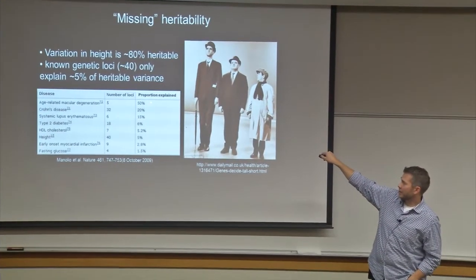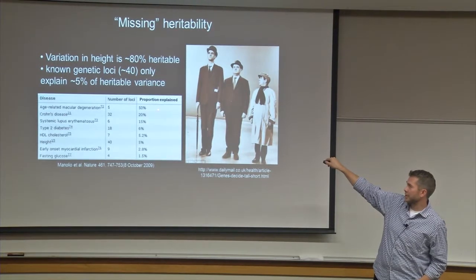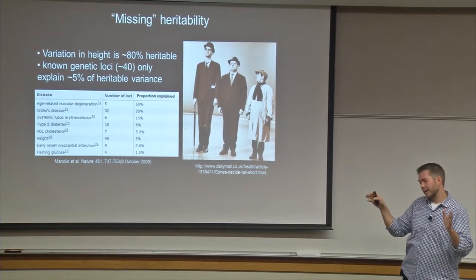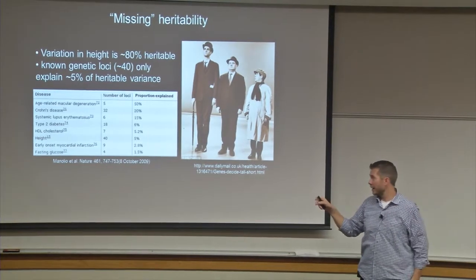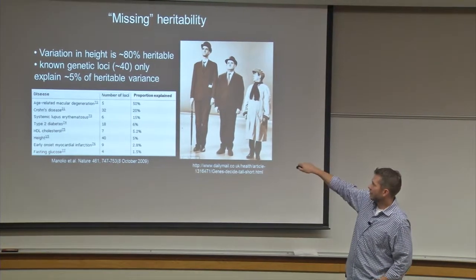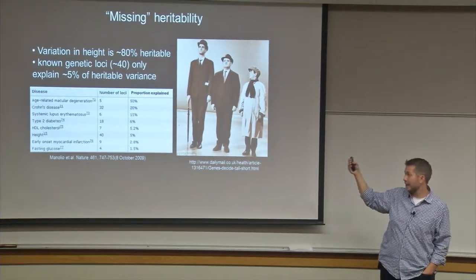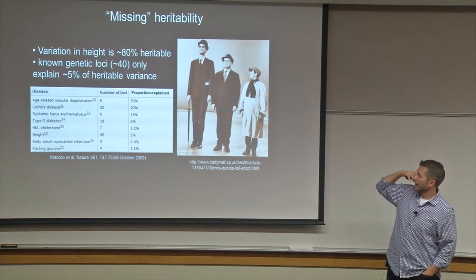So the best case scenario is macular degeneration. We explain about 50% of what we should be able to. Again, this is of the genetic part of the disease. We can tell it travels in families. We can still only explain 50% of that. For many diseases, it's more like 10 or 15 or 20%. So it's usually a lot even less fraction than that.